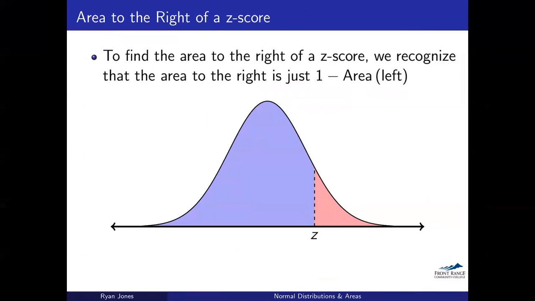And so let's go ahead and look at this. So area to the right of a z-score. If I have a z-score here, which this is clearly a positive z-score because z equals 0 is right in the middle here.